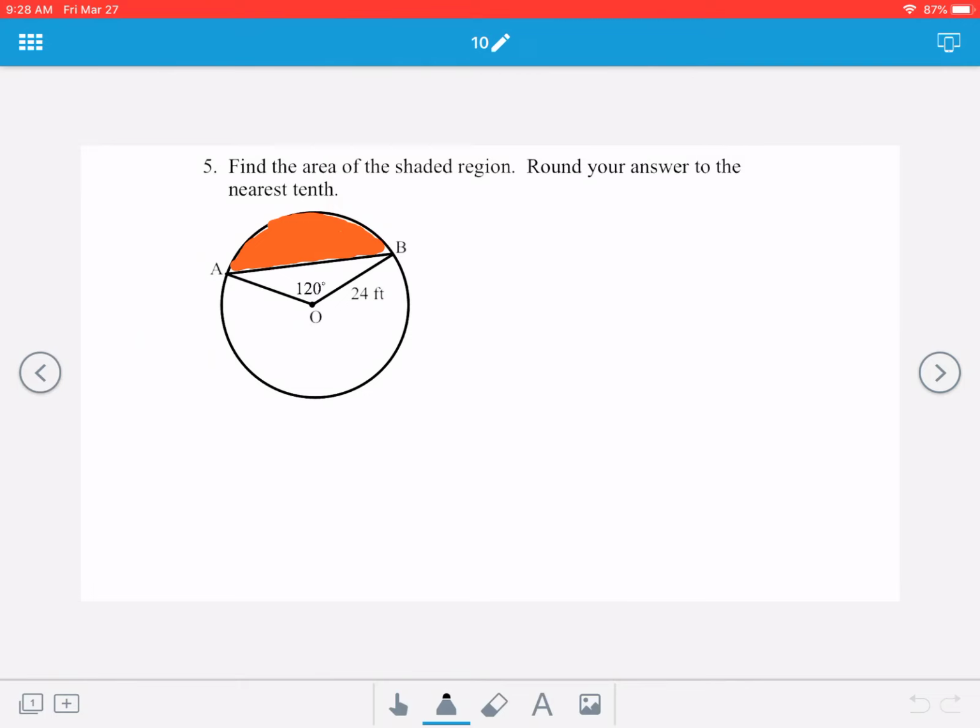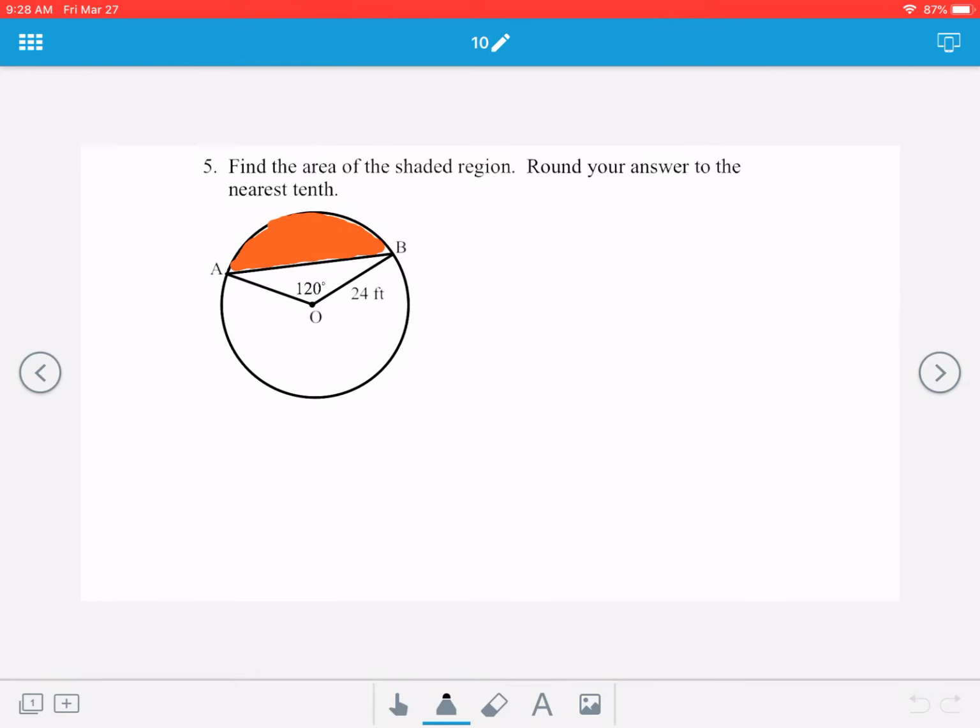All right, for the good ones here. Find the area of the shaded region. Round your answer to the nearest tenth. Shaded region. It's like a semicircle. That's how I would describe it to my 3-year-old son here where we're working on shapes.